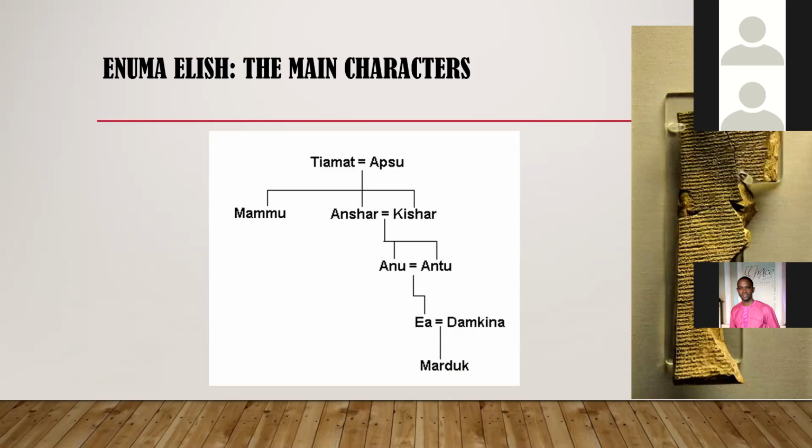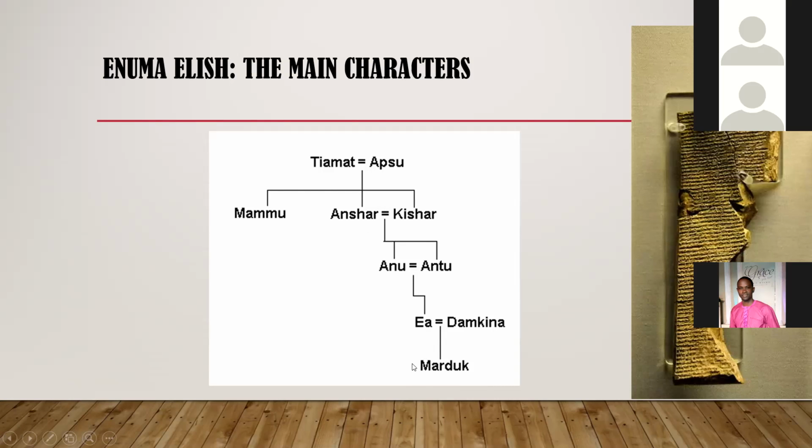So this is the genealogy of those gods. We can see that Tiamat and Apsu, when they mix together their waters, from those waters some other gods appeared. Mummu, the vizier of Apsu, Anshar and Kishar, from them Anu and Antu were born, and they were also like sister and brother, and like husband and wife. And from them Ea was born, and Ea and his consort, his wife Damkina, and from them Marduk was born. So this is the genealogy that came to Marduk.